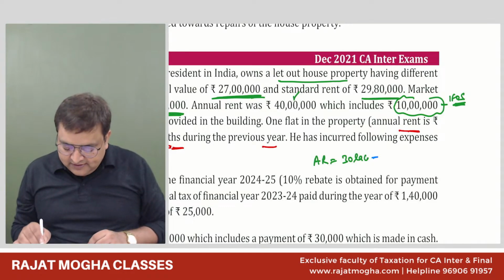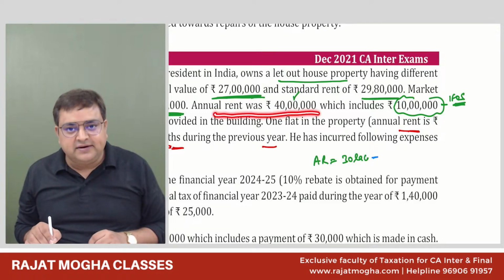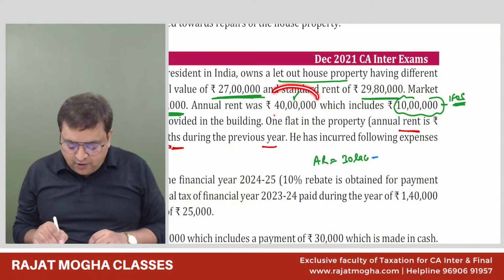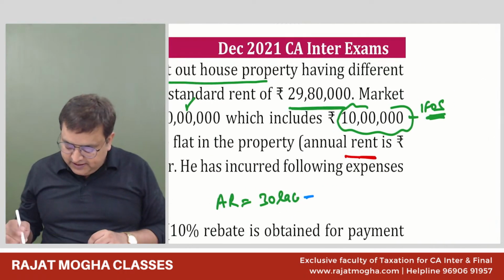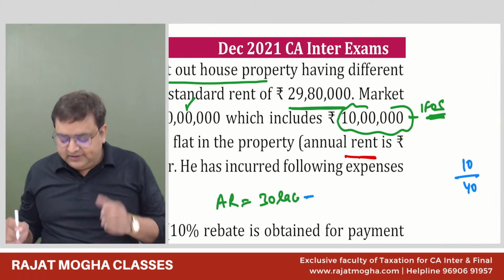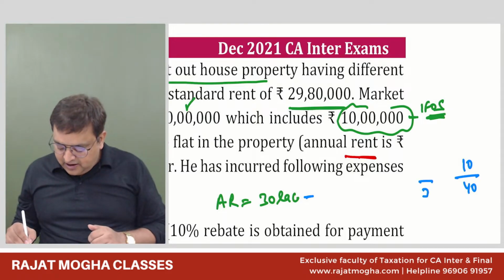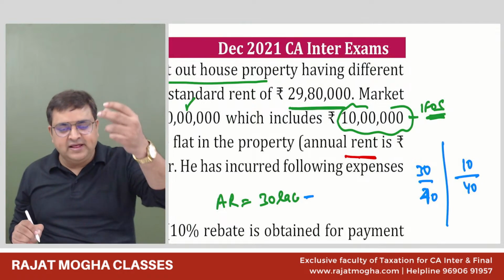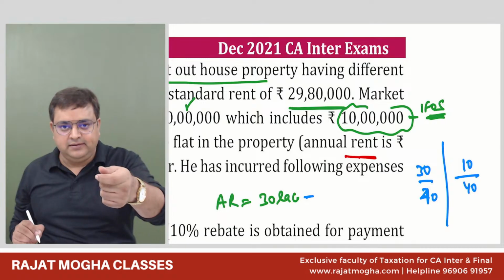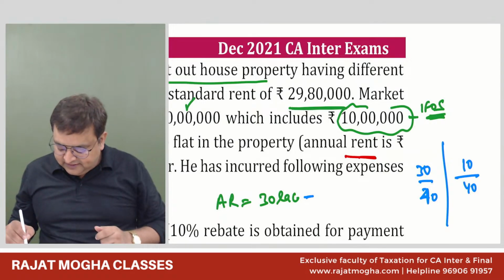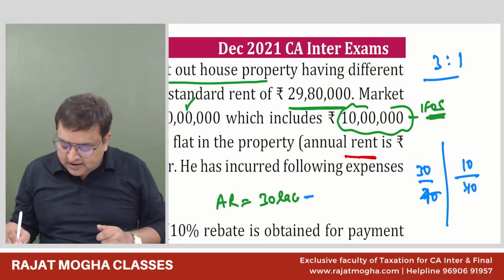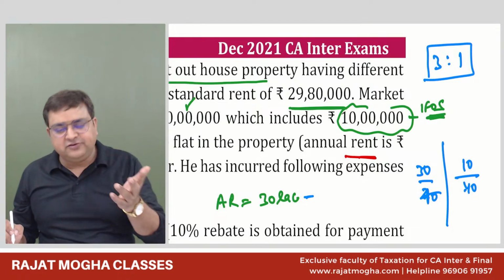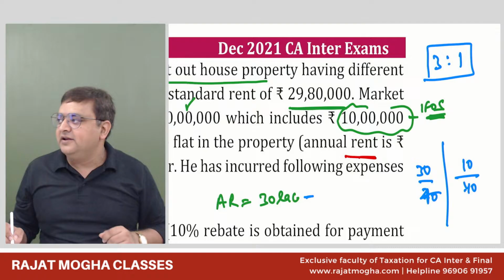So what does it mean? See, the annual rent was 40 lakh, which includes 10 lakh IFOS. So can I say that out of 40, 10 lakh was IFOS. Out of 40, 30 lakh was house property. So whatever annual rent the question is telling me is in the ratio of 3:1. Everybody understood that it is in the ratio of 3:1? Correct, Sugandha. It is in the ratio of 75%, 25% you can say, or 3:1.